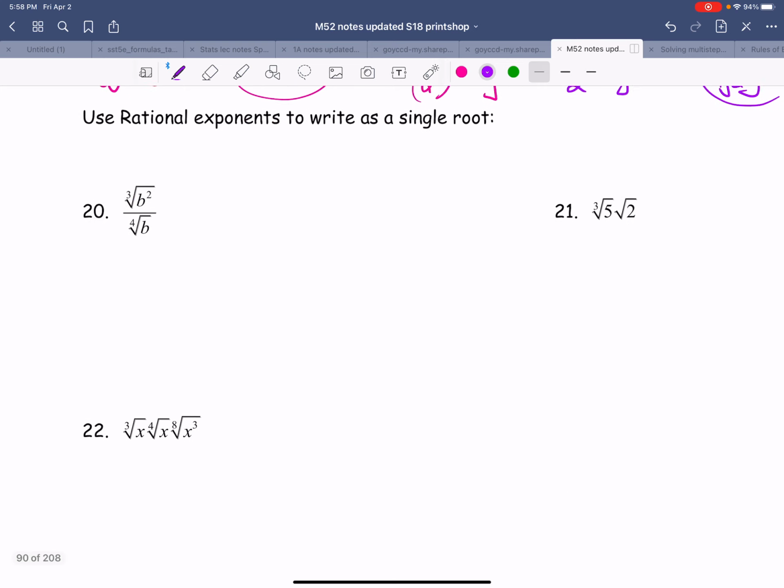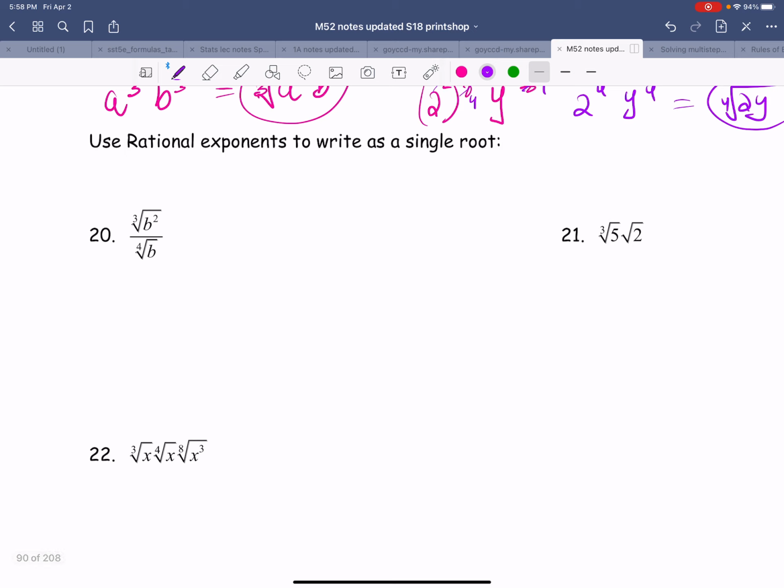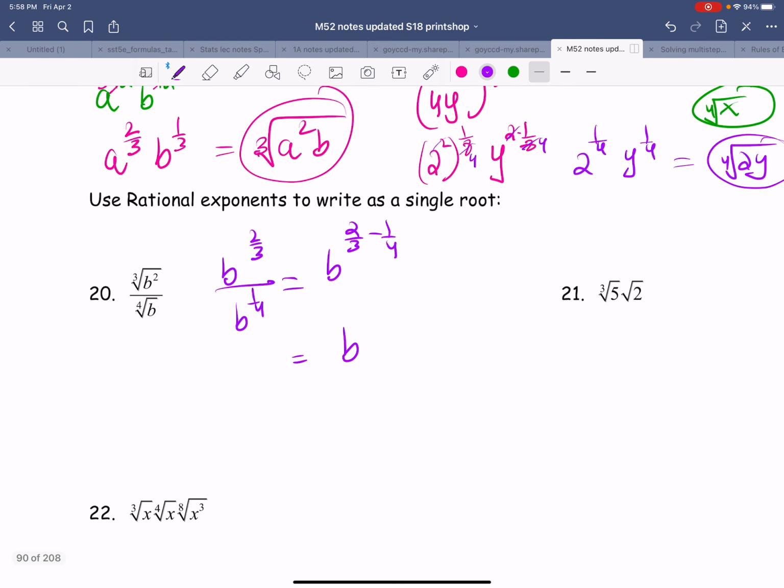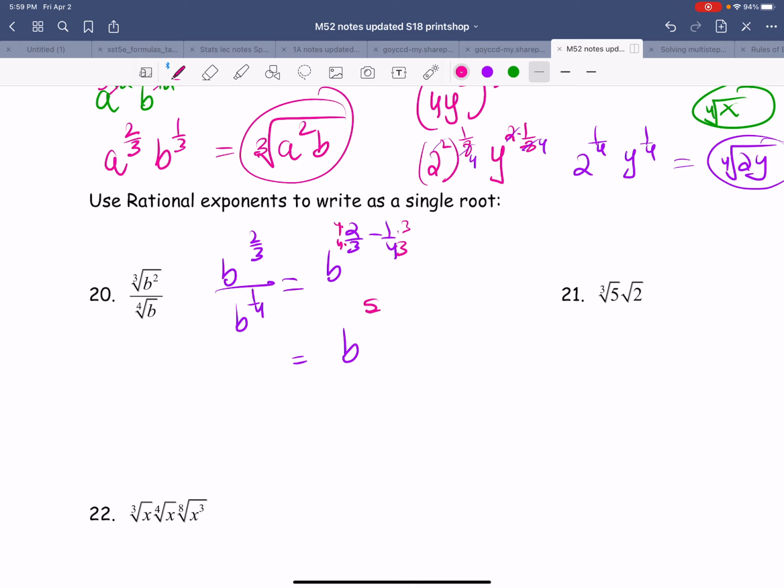Use the rational exponents to write as a single root. So a couple more examples. Here we're going to be using the rational exponents to write as a single radical. So b to the power 2/3 in the numerator, b to the power 1/4 in the denominator. We can subtract the exponents here, and we need the common denominator. So multiply the first fraction by 4, the second fraction by 3. So 8 take away 3 is 5/12. So we can express it as a single radical, the 12th root of b to the 5th power.